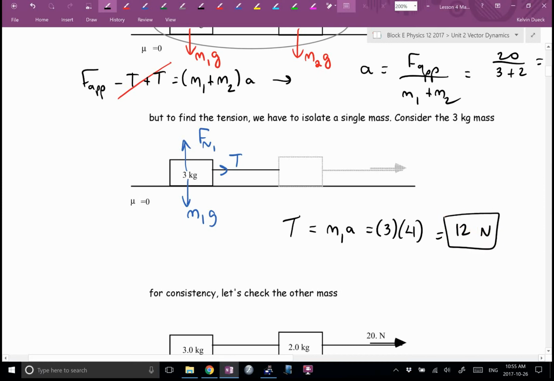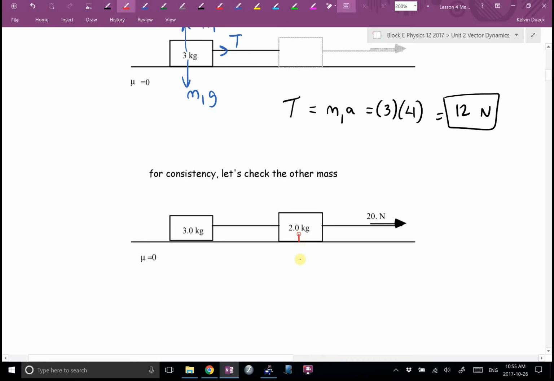Wait a minute, Mr. Dewick. You might be saying, Daniel, wait a minute, what if we used mass 2? That's a great question, Daniel. So in mass 2, we had M2G, normal force 2, the applied force, and tension. Daniel, my friend, what direction is mass 2 accelerating? So who's winning? Let me try that again. That's slightly neater. Who's losing?